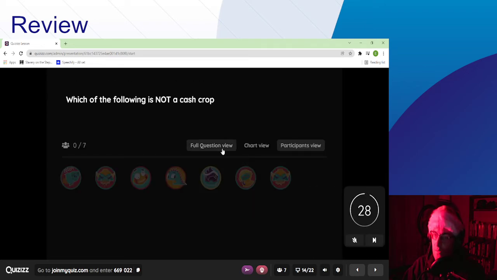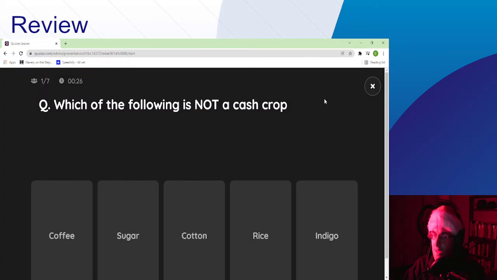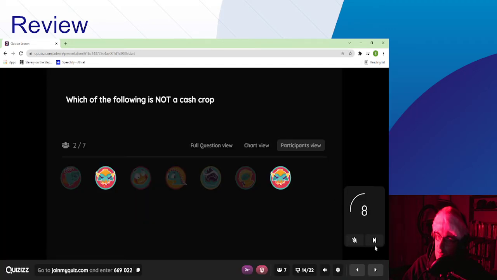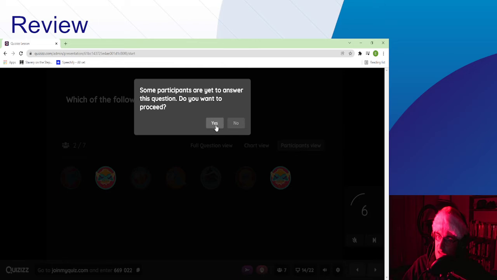So, which of the following is not a cash crop? Let's think about it like this. Let's now put this to the test. Which of these is not a cash crop? And we'll give it about 10 seconds, and then we're going to go ahead and just cash the time in case anybody comes back. Is it coffee? Is it sugar? Is it cotton? Is it rice? Is it indigo? Which of these is not a cash crop?